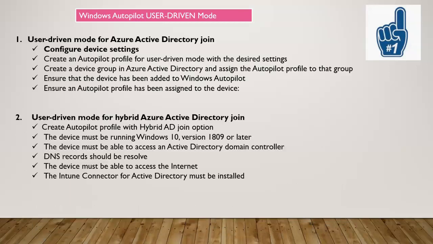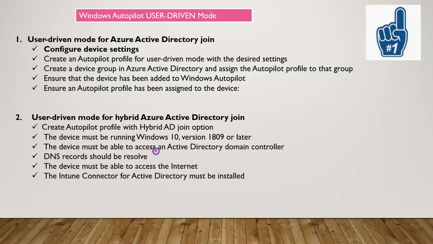Hello and welcome back. In this short lecture, we're going to learn about Autopilot user-driven mode with the option called hybrid Azure AD join. In the previous demo, we worked on user-driven mode for Azure AD joining, and we went through all these options. Now, the second point we wanted to talk about is specific to the on-premises Active Directory. In the on-premises Active Directory, I do have a domain controller.